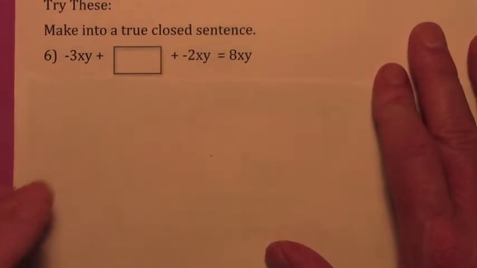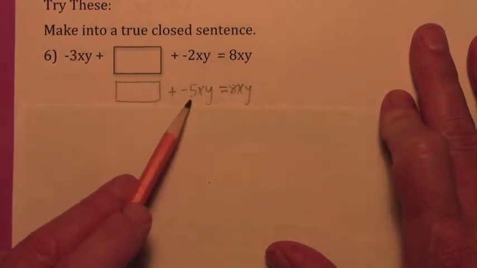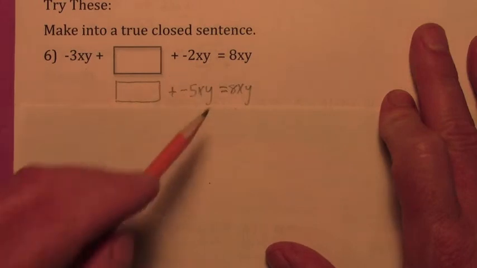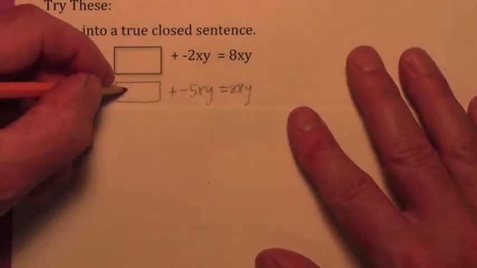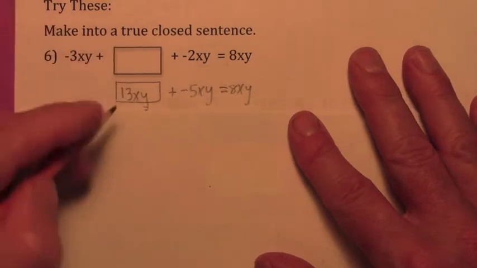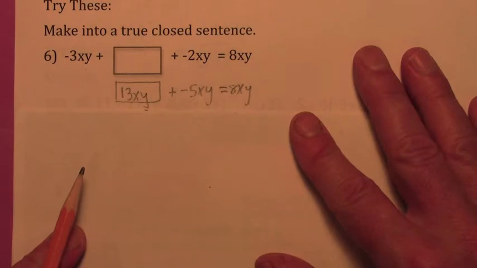Okay, on this first one, did you combine the like terms first? So you have negative 5xy on the left side, but it has to balance out to 8xy. So how many do you have to put in here? I get 13xy. Check it. 13xy plus negative 5xy is 8xy. All right, let's keep on going.